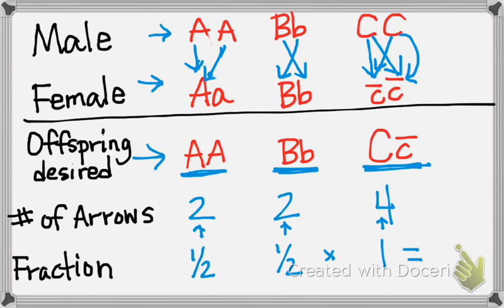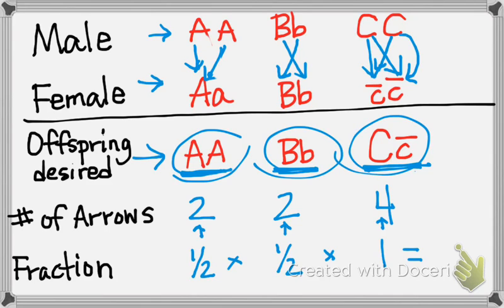All right, then you're going to multiply all of those values to find out what the probability is that you would get all 3 of these genotypes in the same individual, in one offspring, okay? So when you multiply 1/2 times 1/2, that gives you 1/4, times 1 is still 1/4. So you have a 25% chance of having offspring that have those particular traits, okay?